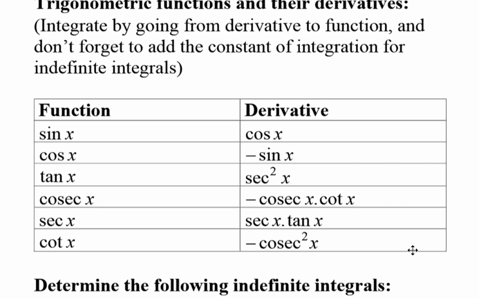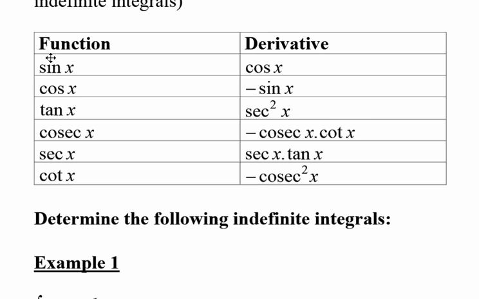Right, so this is a table similar to what you will get given in an exam. You get given the original function and the derivative. Now, in order to integrate, we're going to go from the derivative, so in other words our function must look like this, back to that function. And then don't forget to add the constant of integration if you're doing indefinite integrals. So let's just remind ourselves, if my function is sine x, the derivative is cos x. That means if my function is cos x, the integral is sine x plus the constant.